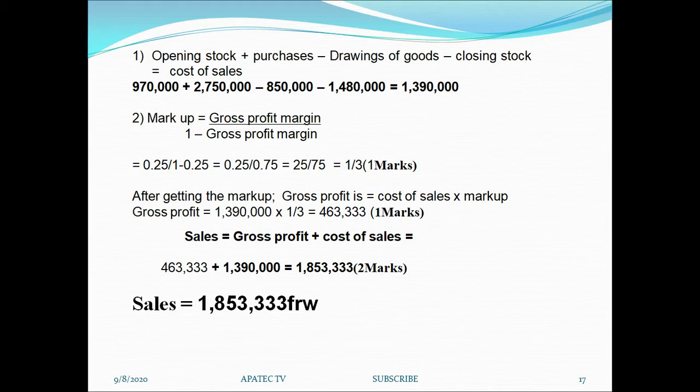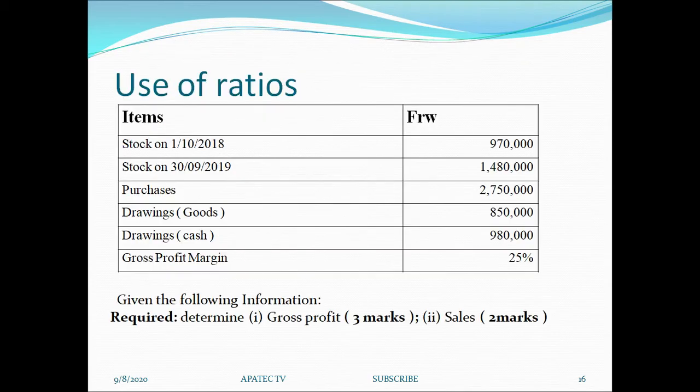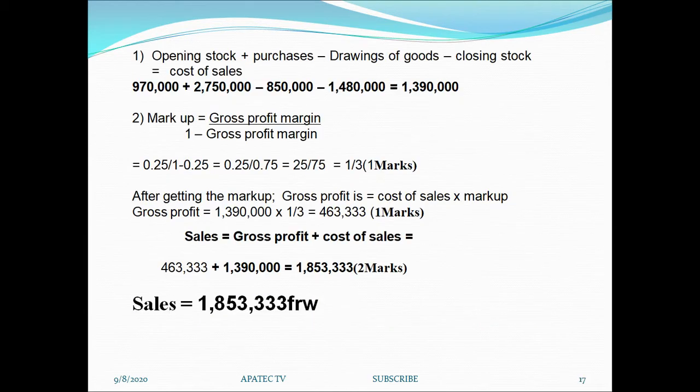That's why we use this to calculate everything. So if we are getting the cost of sales, that means we are going to use markup. Our markup will equal the gross profit margin divided by 1 minus the gross profit margin. In our question they give us the gross profit margin equal to 25%. So we use this formula to get the sales. Our sales will be equal to 1,853,333.